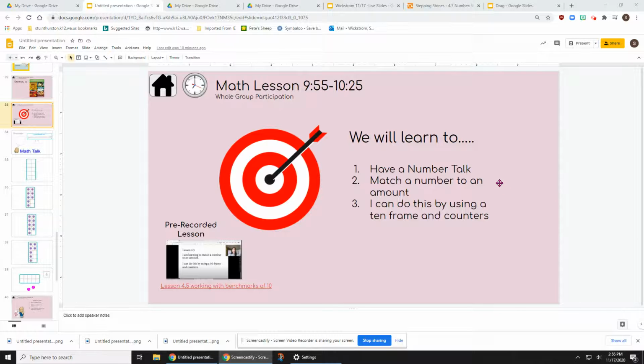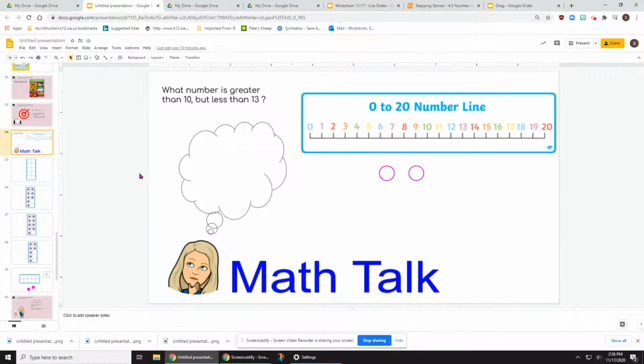Today we will have a number talk. We will also match a number to an amount, and we are going to be doing this by using a 10 frame and some counters. Last time we did a 5 frame. Today we'll be working with a 10 frame. So let's begin. Let's begin with our math talk.